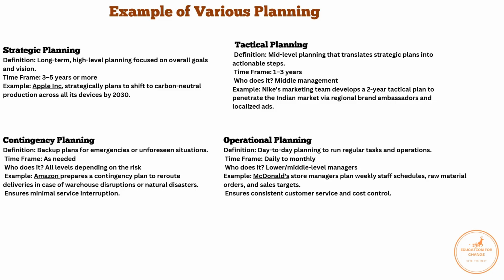Now, last but not least, these are various examples of planning, like strategic planning. The example is Apple. The tactical planning, the Nike's marketing team. The contingency planning, this is Amazon, actually preparing for warehouse disruption and natural disaster. And the operational planning is McDonald's. These are the various examples of planning. You can read it out on your own.